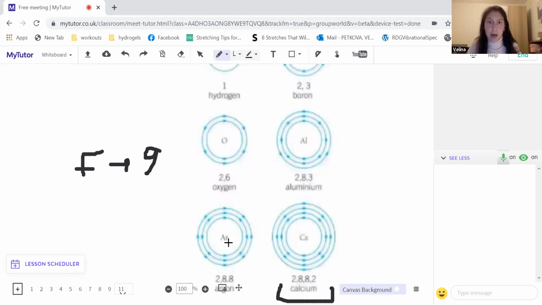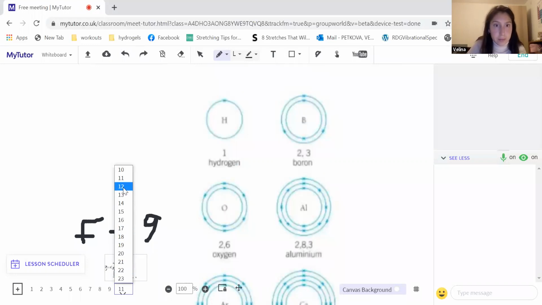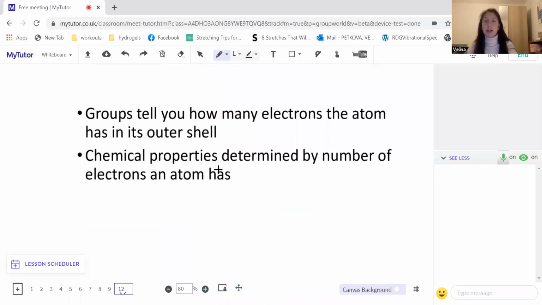What about boron? How many outer electrons does that one have? Okay. So we should be able to see 3 in both the number and the cross-dot diagram representation. Okay. So yeah, groups tell you how many electrons are in the atom's outer shell, and then chemical properties, especially the reactions, are determined by the number of electrons an atom has.